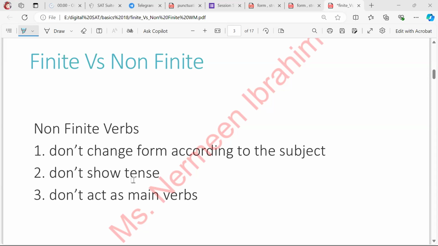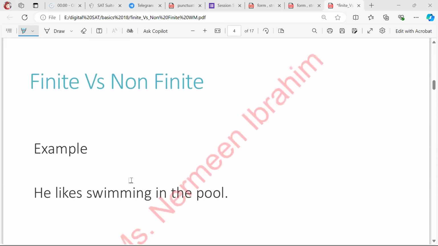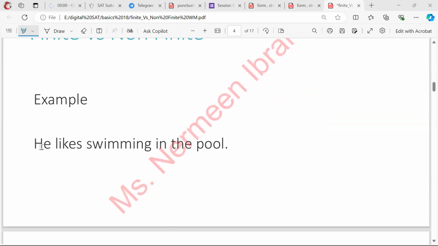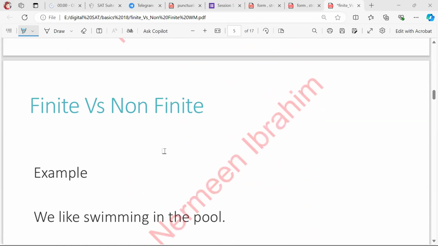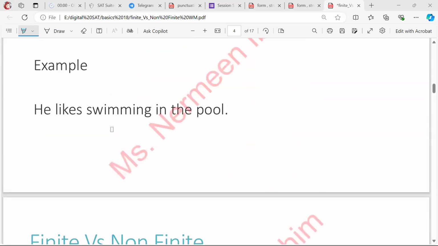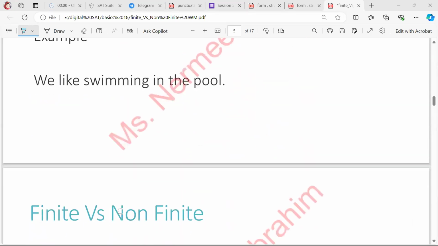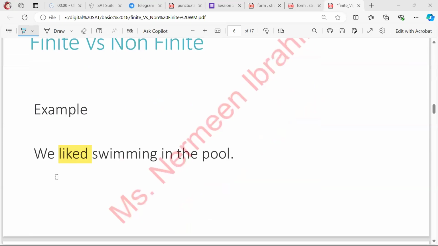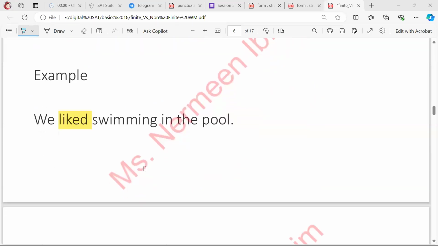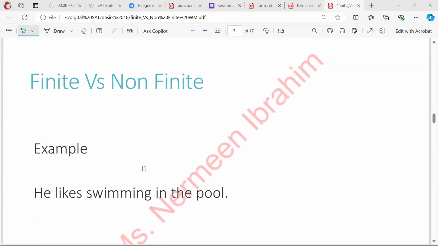With everything, don't show tense, don't act as main verbs. Like what? This is so puzzling. Look here. When I say "he likes swimming in the pool," and "we like swimming in the pool," and "we liked swimming in the pool," what are the differences?